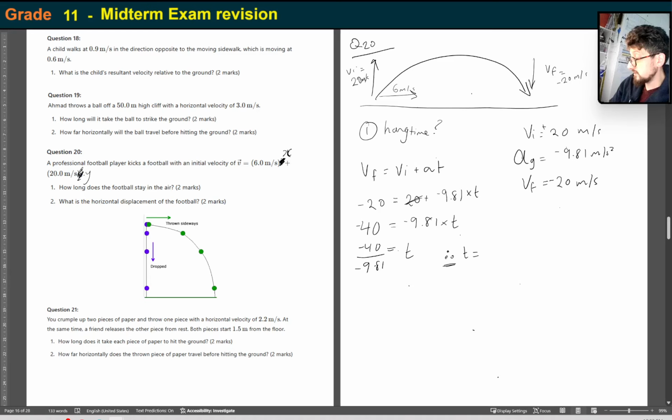40 divided by 9.81 is 4.08 seconds. 4.08 seconds. We found the time. Yay! Once we find the time, we can work out how far horizontally the ball will travel before hitting the ground.